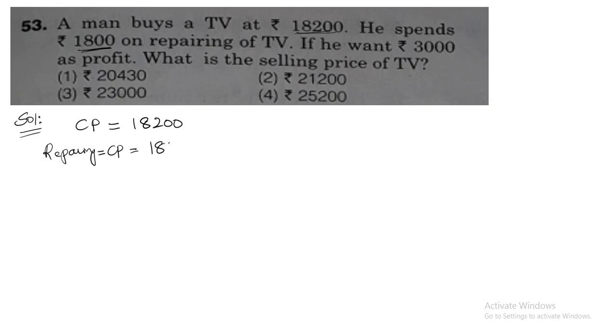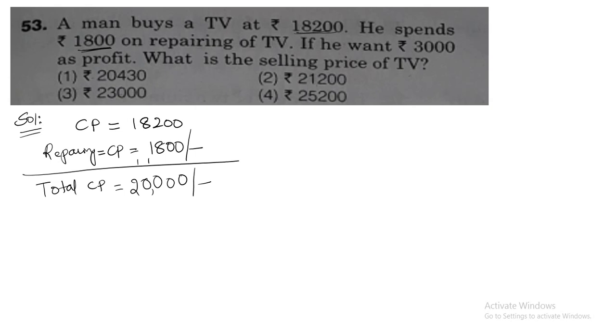That means this 1800 also will be added to this cost price. Whenever you have two cost prices, we need to consider the total cost price, which is the addition of these two. 0 plus 0 is 0, 0 plus 0 is 0, 8 plus 2 is 10, so 1 is carried, 8 plus 2 again 10, so again 1 is carried, and it is 20,000. That means the total cost price of the TV is 20,000. Whenever you have additional repairing or transportation or whatever charges, those also will be included in cost price only.